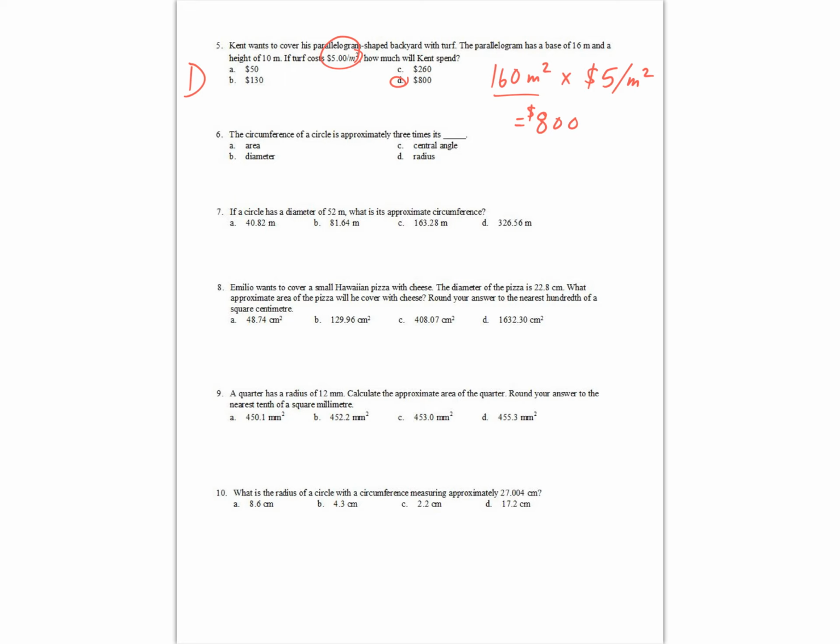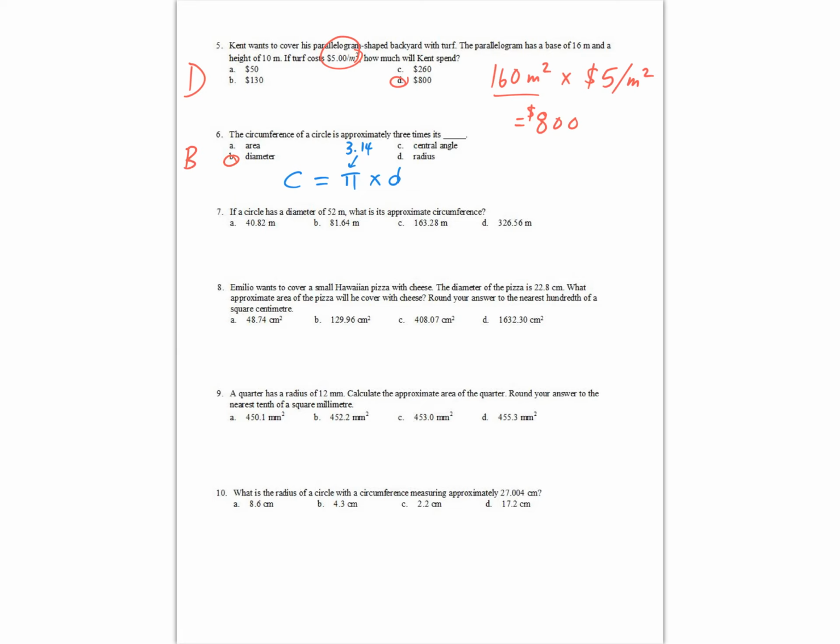Number 6, the circumference of a circle is approximately 3 times. They're saying approximately because it's a little bit more than that, right? We know to find the circumference of a circle, it's pi times the diameter. And pi is 3.14. So that's why it says approximately. It's a little bit more than tripled, right? So when we multiply the diameter by pi, we get the circumference of a circle. So the answer is B.